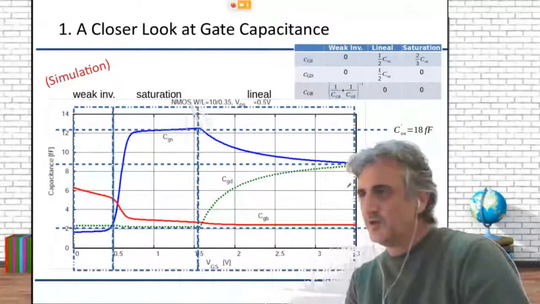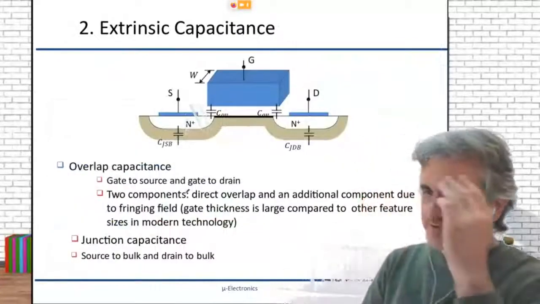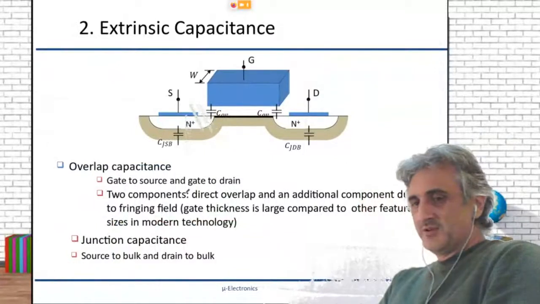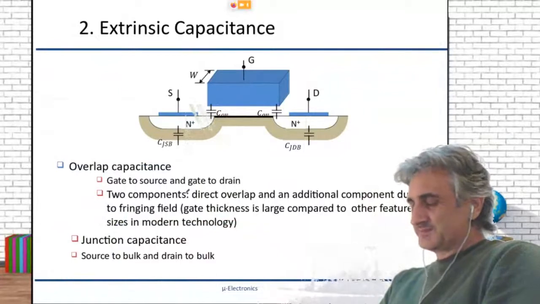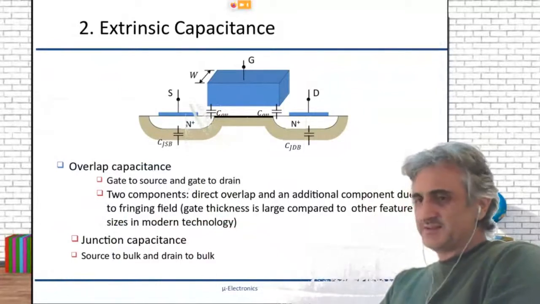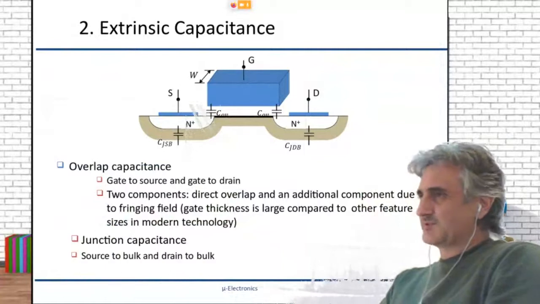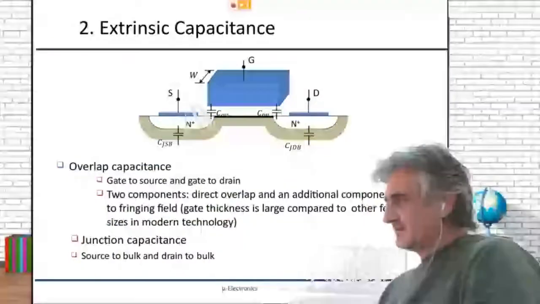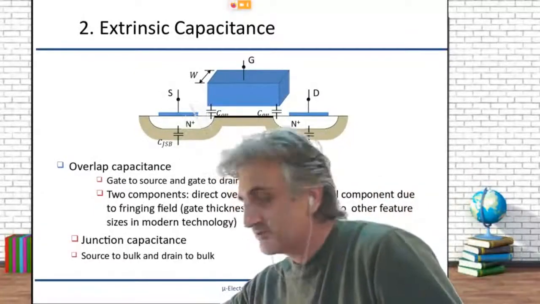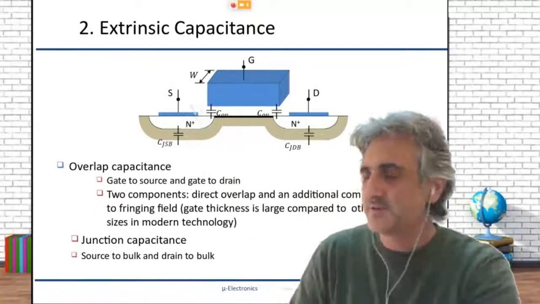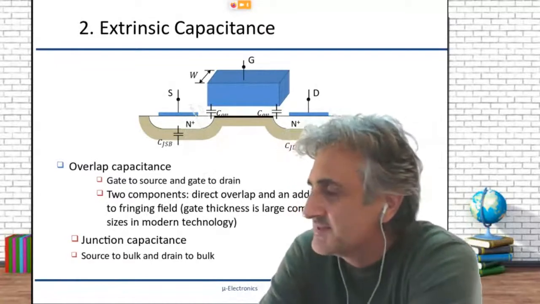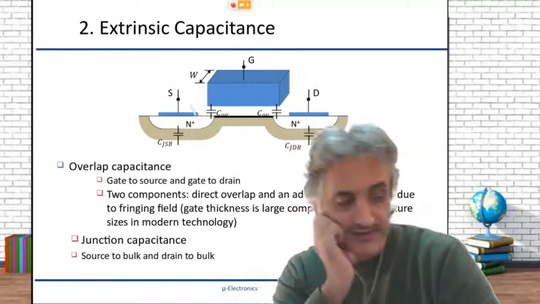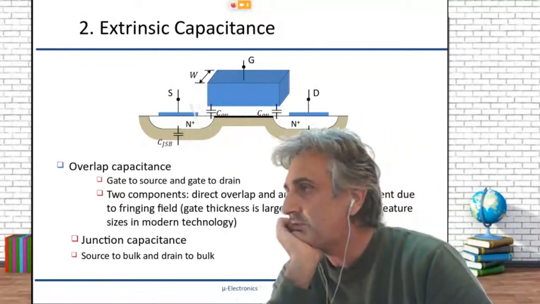So now let's go for the extrinsic capacitances. Not the most important, but they will always be there, because we are fabricating a physical device, and when we are fabricating a physical device, everything is going to be there. We cannot escape having physical elements.